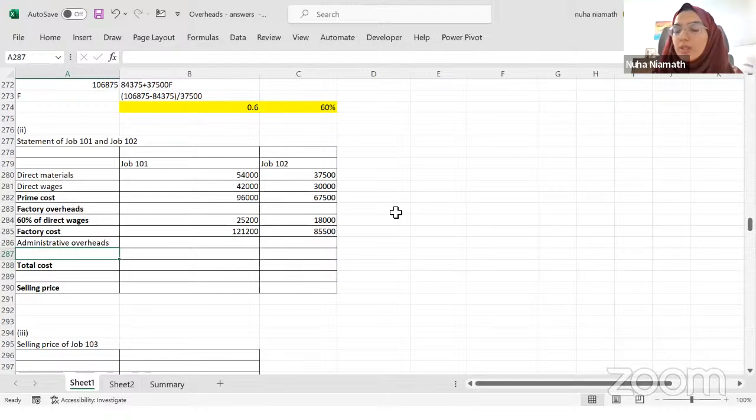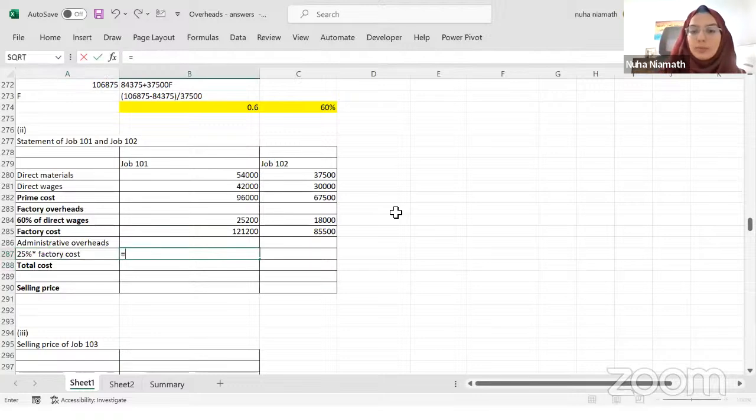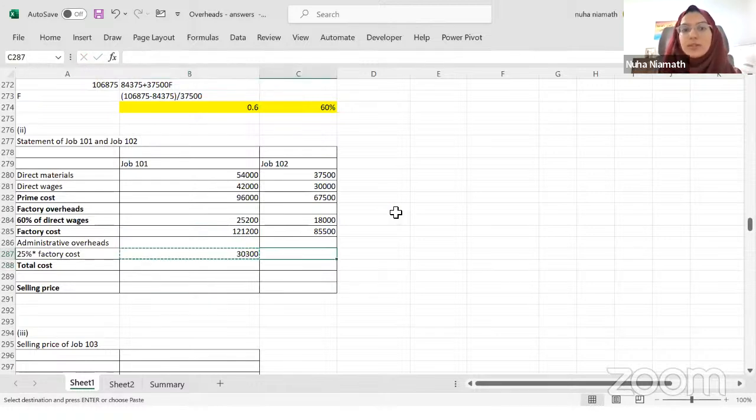Perfect, Sana. Thank you. Ranjit, thank you for that percentage of factory cost. So we have found the percentage to be 25%. Exactly. Good one, Khatija. So let's see whether that's the right answer. It will be 25% of the factory cost. So if you put the formula, it will be 0.25 into the factory cost of 121,200, which is 30,300. Perfect, Sana. And for job 102, it comes to 21,375.